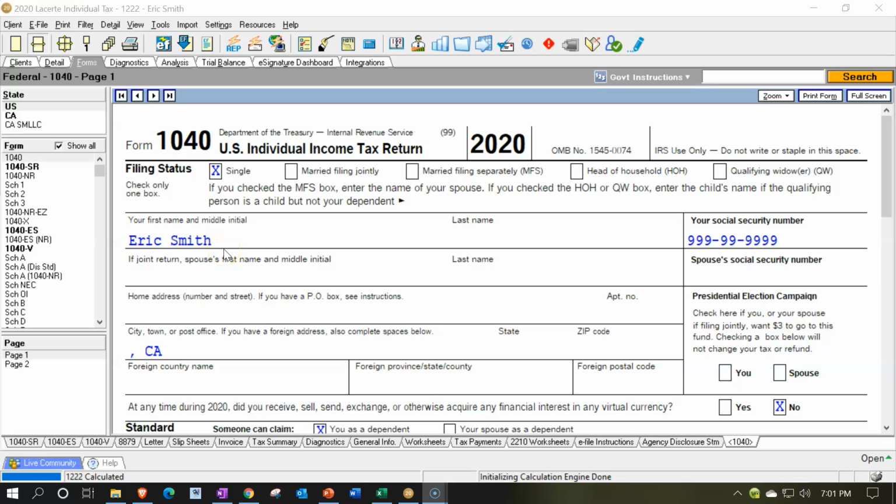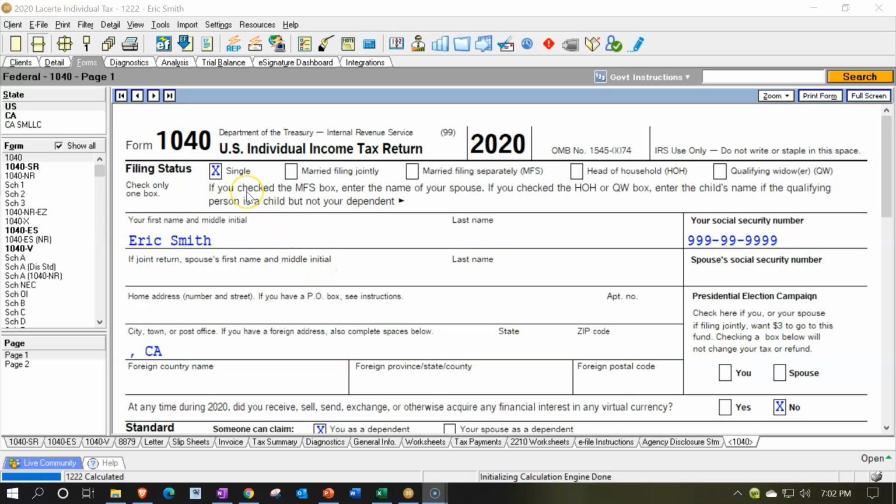Here we are in our Lacerte tax software. You don't need the Lacerte tax software to follow along, although you might be able to get access to a free 30-day trial of it, which I would recommend to practice with if you can. But we're going to be working on the 1040 here, or the 1040 SR, and we're going to be going back and forth with the data input to run different scenarios to see the impact of the Social Security benefits.